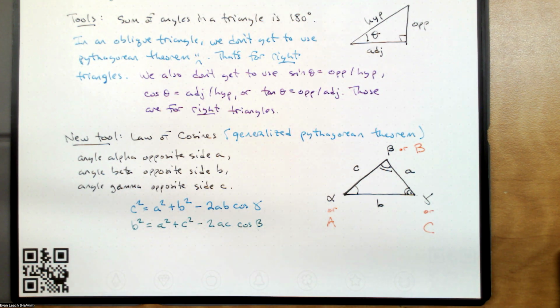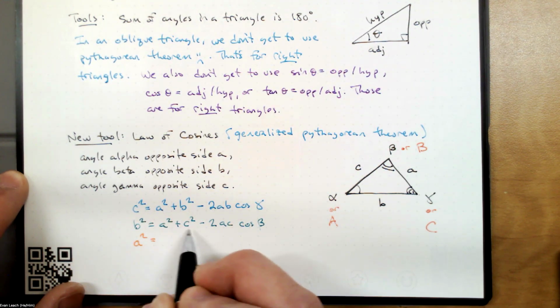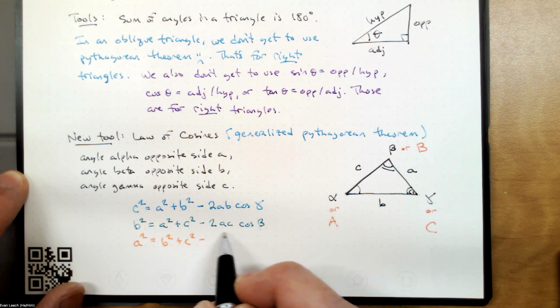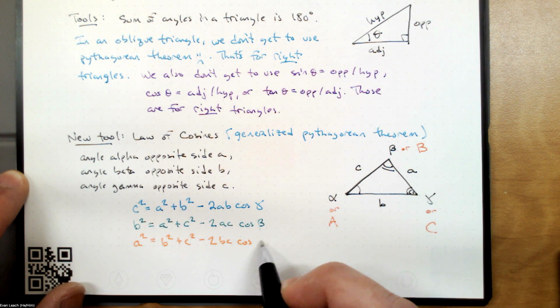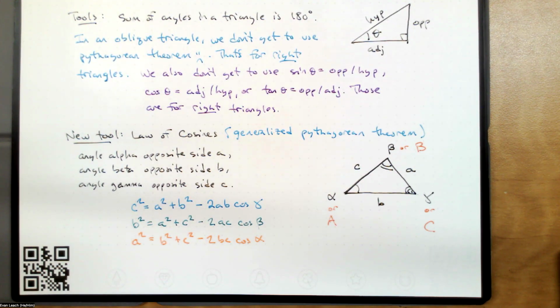But wait, there's more. How many more are there? One. What's it going to start with? A squared. What are these two terms going to be? What's this one going to look like? And what's the angle going to be? It writes itself.